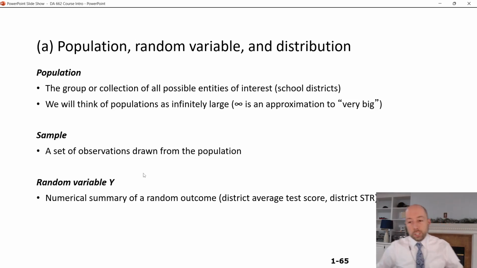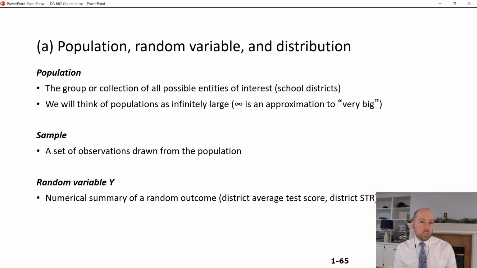So the population is the group or collection of all entities of interest that you wish to study, in this case, school districts. We think of the population as being infinitely large in this class. There is a simple way to modify what we do here, changing that 1.96, for instance, to account for a finite population if you're sampling from a finite population. It's rare in practice to do that, so we won't go back to it, but if you master what we do here, you can look up and implement it very easily.